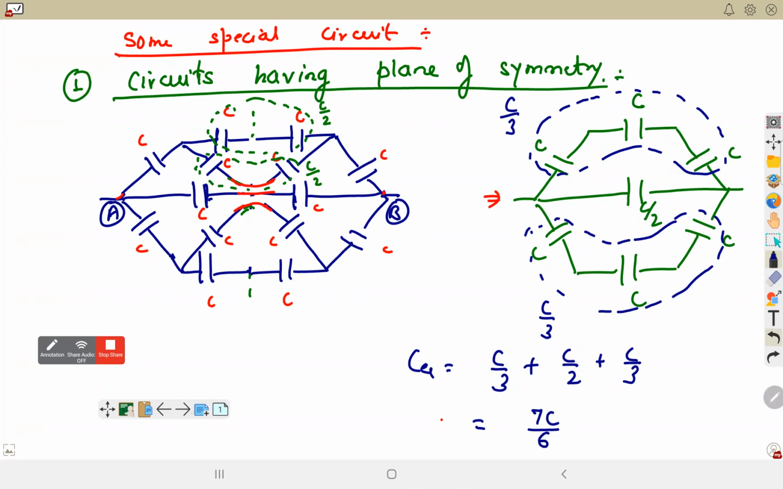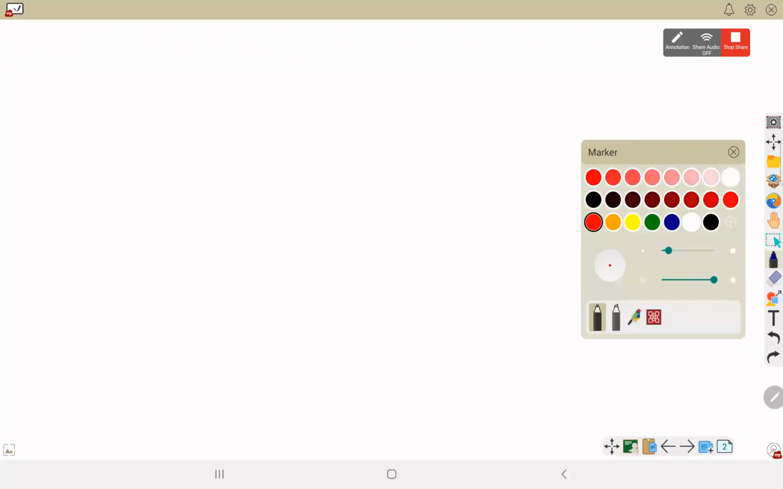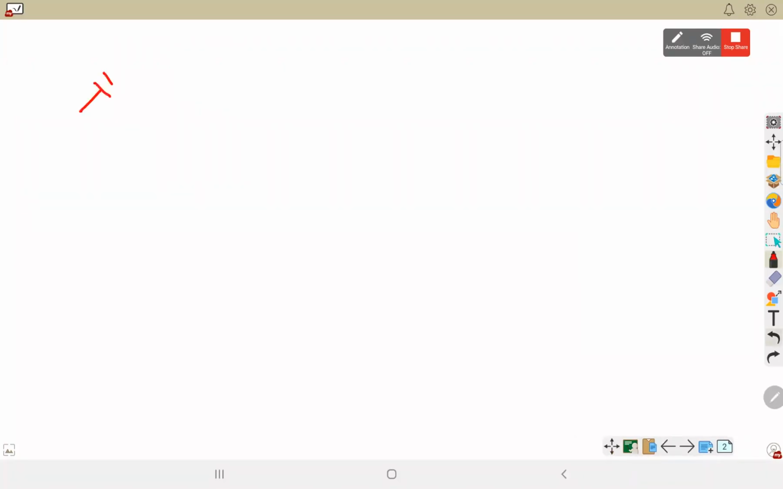Similarly, एक और example देख लेते हैं for the horizontal plane of symmetry. Horizontal plane of symmetry is a little more tricky. Circuit having, I don't know, we might have done this question. I'm not pretty sure.